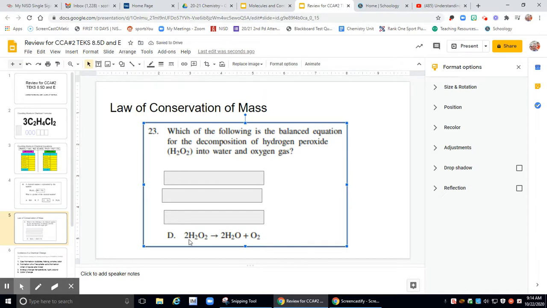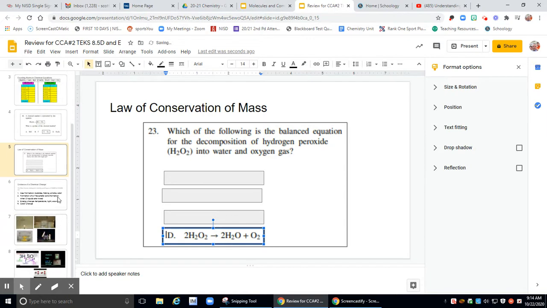So here I have 4 hydrogen, 2 times 2. Over here I have 2 times 2 hydrogen. I have 4 oxygen, 2 times 2, 4 oxygen here. I have 2 oxygens here and 2 times 1, 4 oxygens here. So this one has to be the answer. Okay.